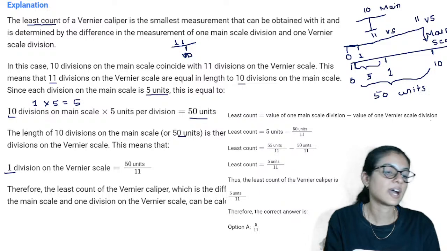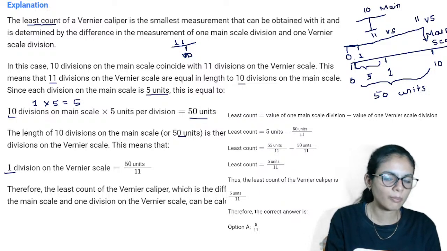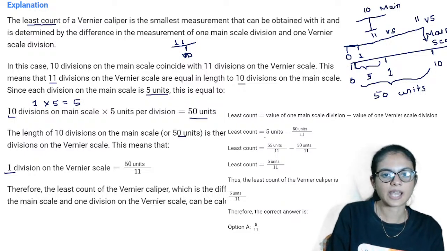Minus the value of 1 unit in the vernier scale. So yeah, it's a bit complicated, but don't worry, we'll calculate it. Okay, so 5 units on a main scale, that is nothing but 5 units gathered together, they form 1 unit, or I can say 1 meter. Let's consider that to keep it simple.